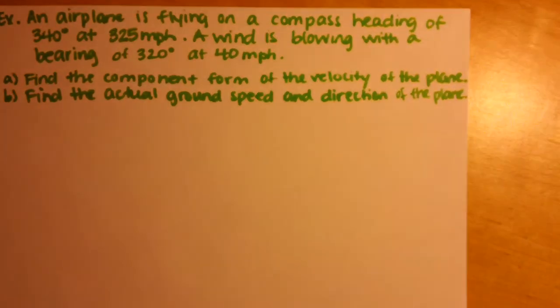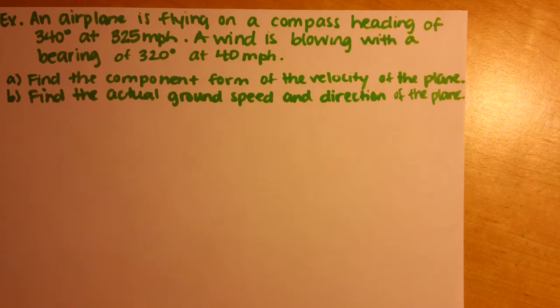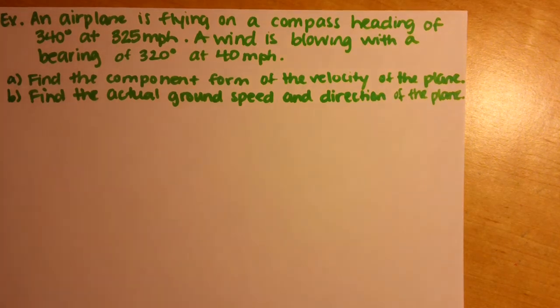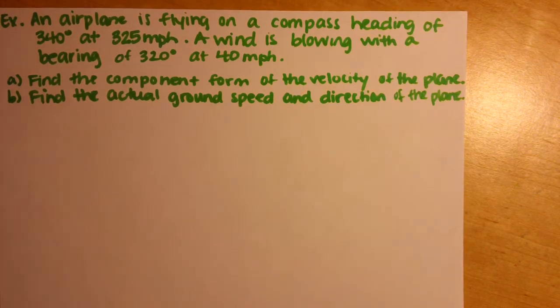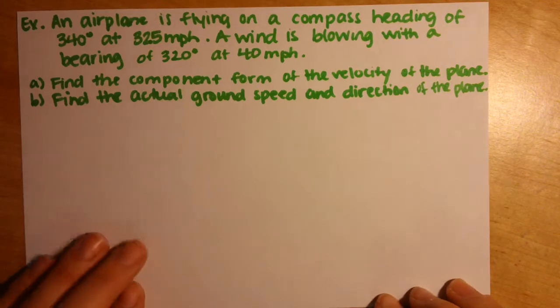Alright, so now I want to look at a word problem. So we have an airplane that's flying on a compass heading of 340 degrees at 325 miles per hour. There's also a wind blowing with a bearing of 320 degrees at 40 miles per hour. Find the component form of the velocity of the plane and find the actual ground speed and direction of the plane. So let's start by drawing some pictures.